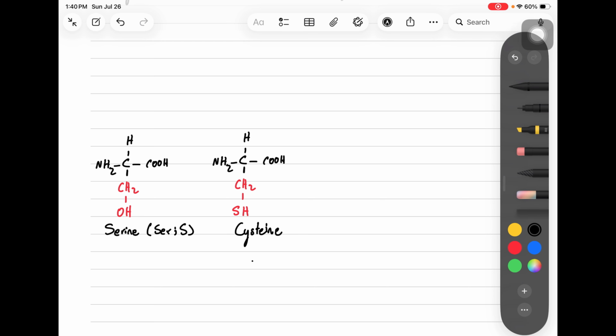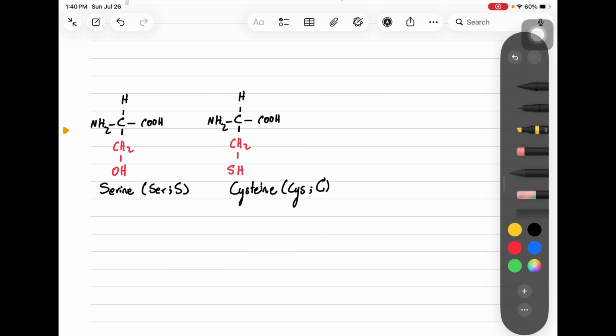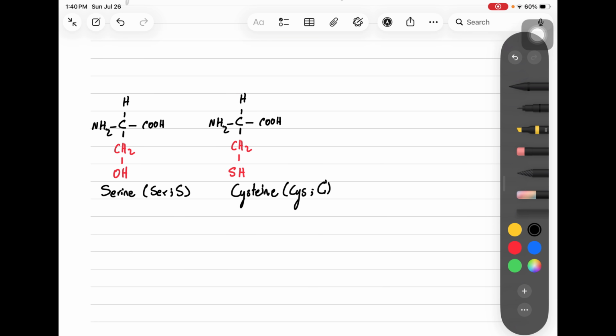Basically, when we form a disulfide bond with 2 cysteine amino acids, we're not going to call it cysteine anymore. We'll call it cystine. So it is important to know the difference between cysteine and cystine. But we're going to talk about it later anyways. These are called polar uncharged amino acids.